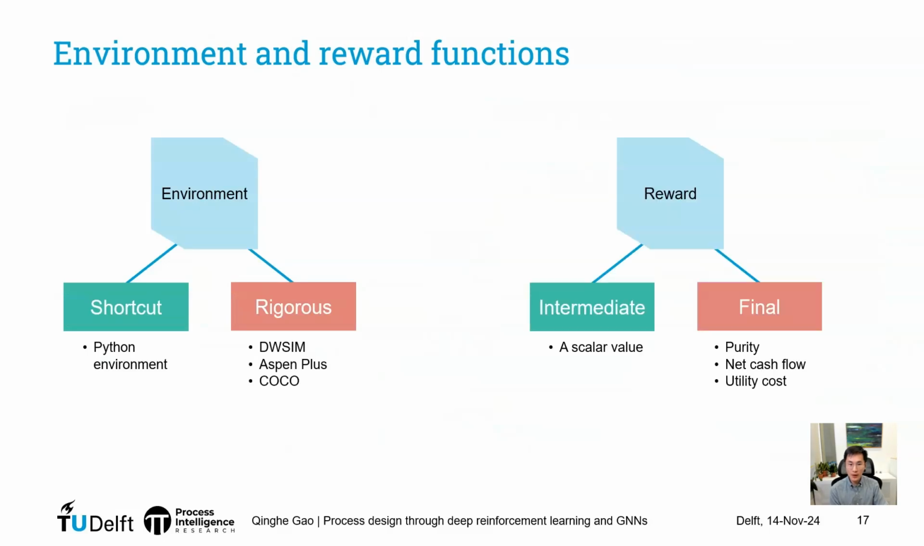For reward, we also have two types, intermediate reward and final reward. Intermediate reward is responsible for giving quick feedback to the agent when the flowsheet is not completed. For example, if the flowsheet is converged when adding a new column, we will give a positive scalar value to encourage the agent. Otherwise, we will give a negative scalar value. For the final reward, we could utilize purity, net cash flow, utility cost, and we could also incorporate a multi-objective function.